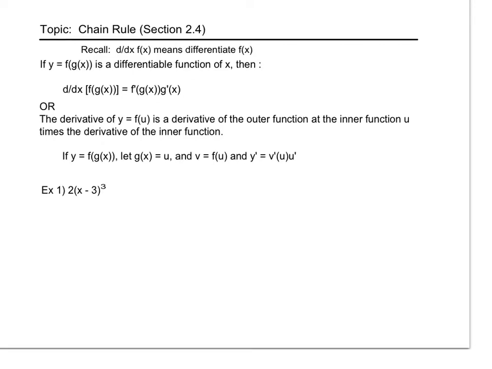On the first one, the first thing I'm going to do is label my inside function u. I can see that my inside function is x minus 3, and I'm going to label my outside function 2u cubed. Now from here, according to my rule, I'm going to need to find the derivative of both my outside and my inside function. The derivative of my inside function, which I'm calling u, would be just 1. The derivative of my outside function would be 6u squared.